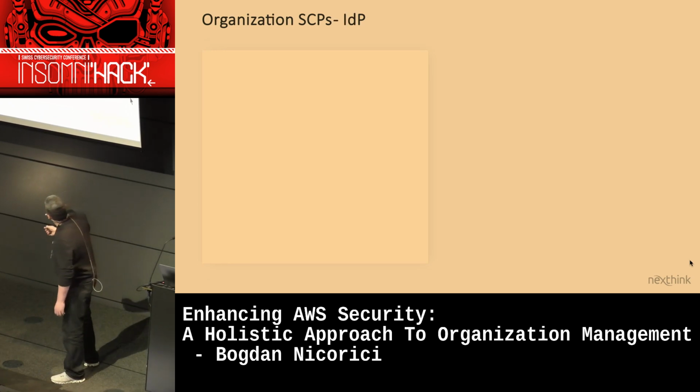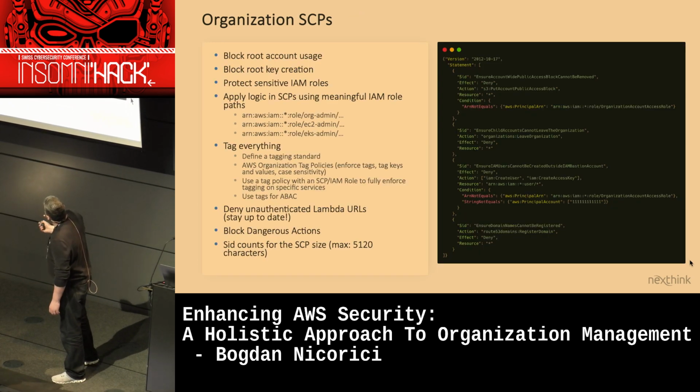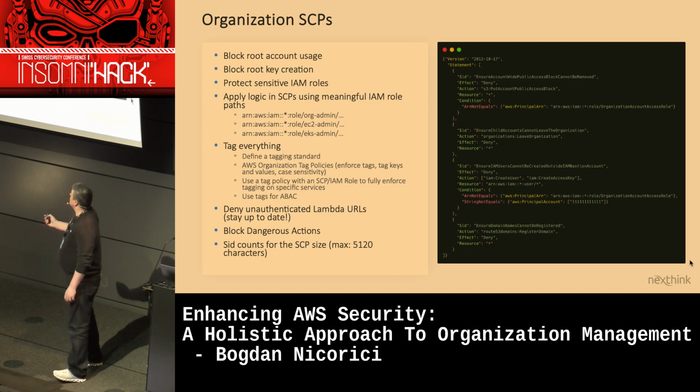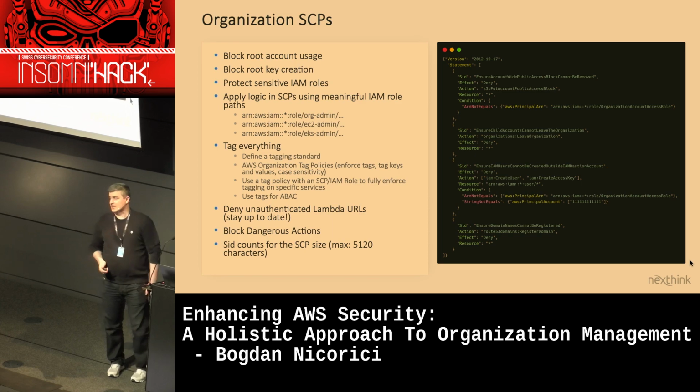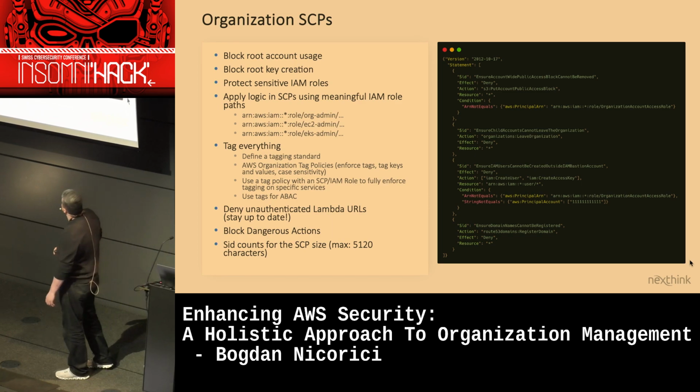Oh yeah, and one thing is you should probably block even your administrators from registering domain names. That's something that is really good to have.